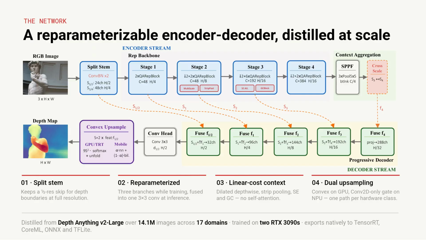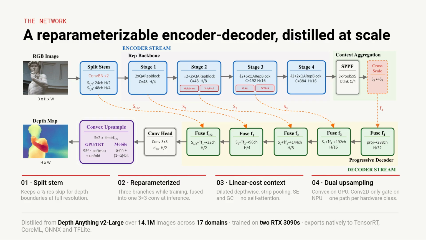This is ZipDepth. It uses a compact encoder and decoder built from efficient blocks. During training, we used 3 parallel branches to improve the representation. At inference time, we fused them into a single convolution, keeping the final model fast and compact. We also use lightweight modules to capture additional context without relying on expensive self-attention.